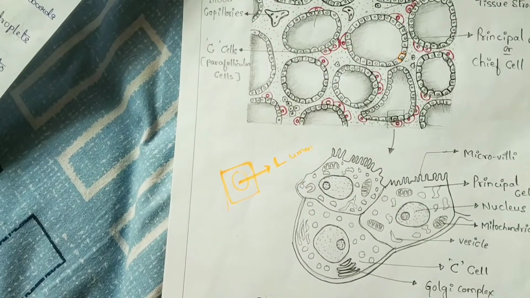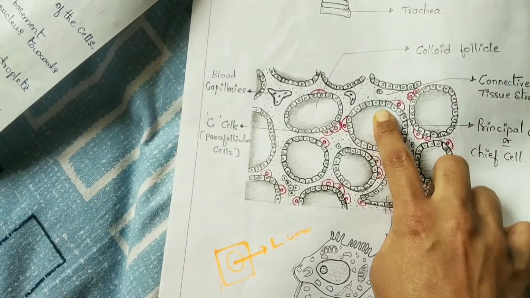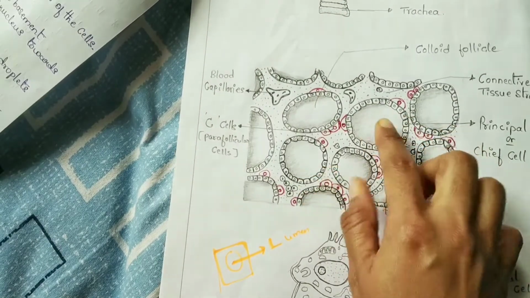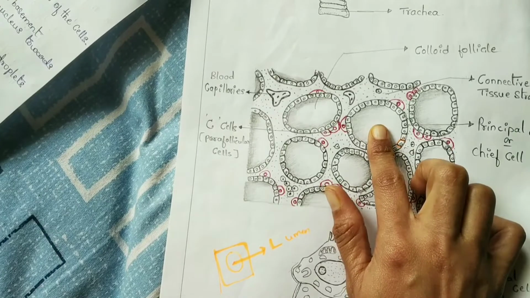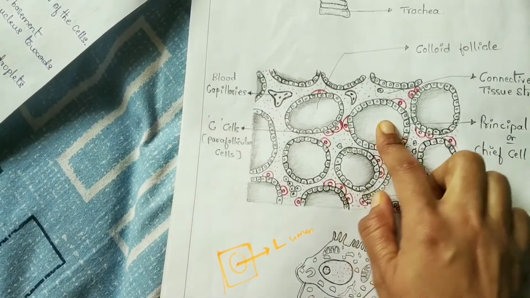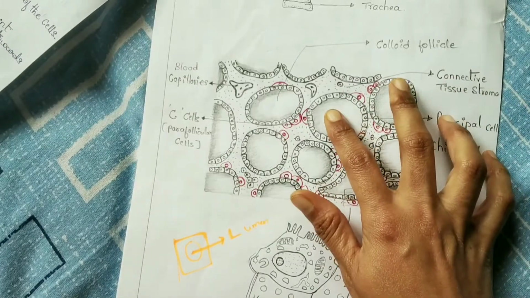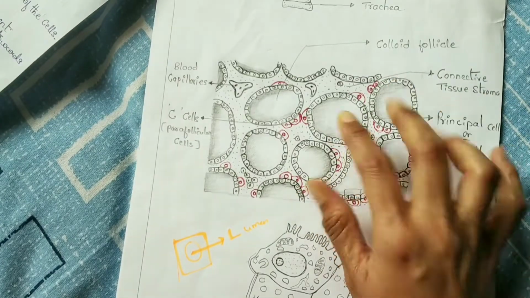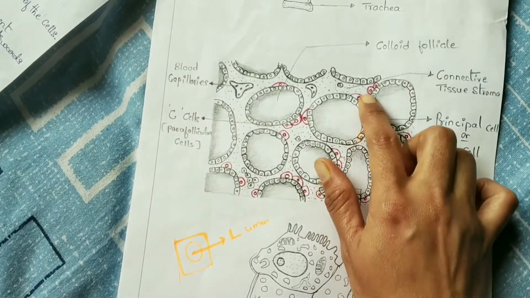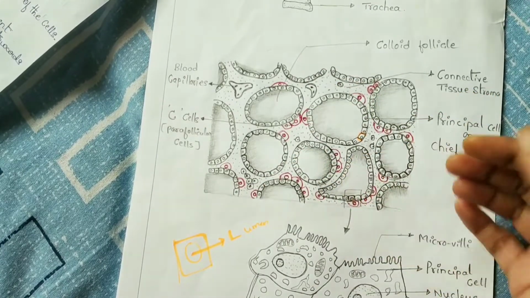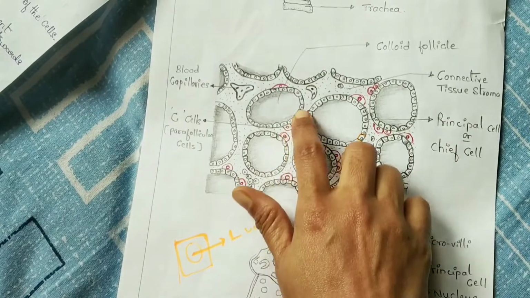The lumen of the follicle is larger, and it is filled with colloid. What is that colloid? Colloid is a glycoprotein. And in the epithelium lining the follicles, there are two types of cells.